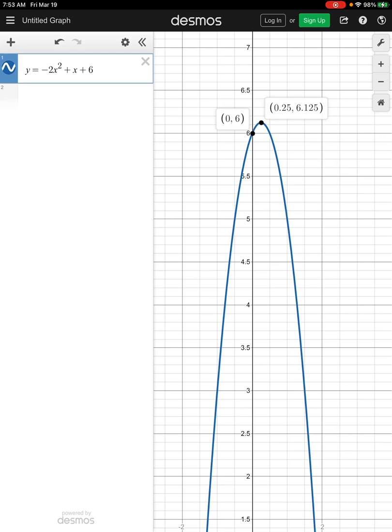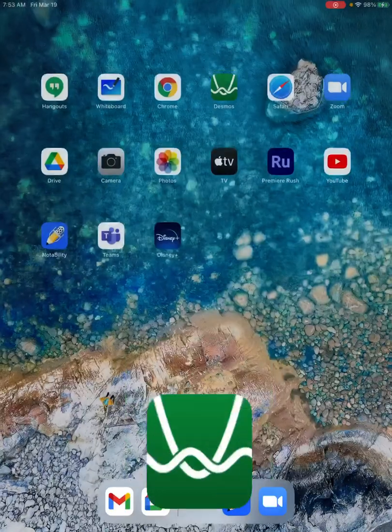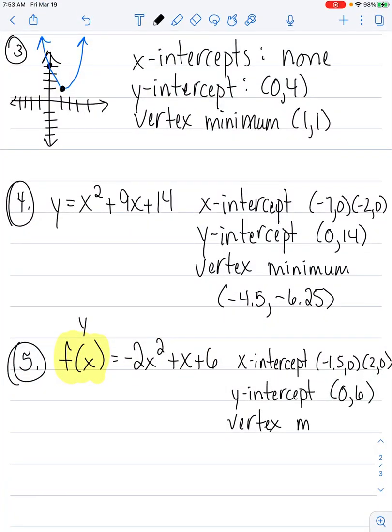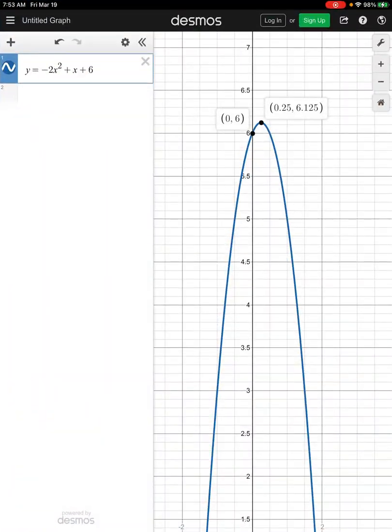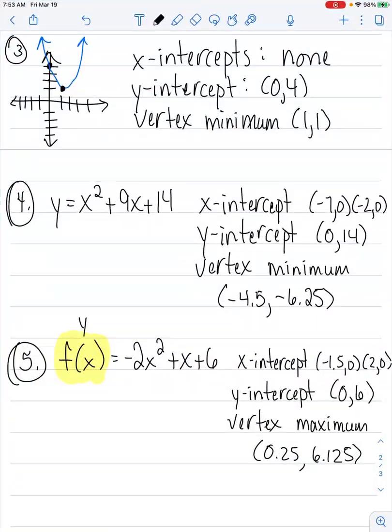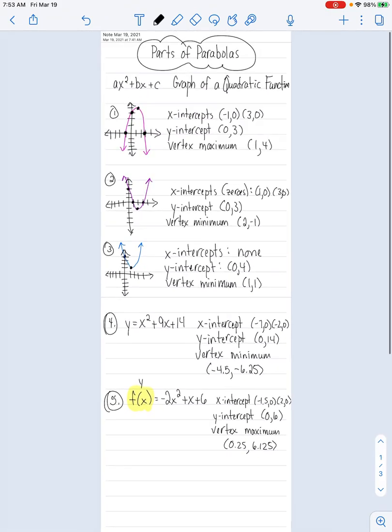Is it a maximum or a minimum? Well, it's on top. It's like looking on top of a mountain. That's the way I differentiate. So it's a maximum. So let's label that. Our vertex is a maximum at 0.25 and 6.125. Let me double check those numbers. Yep. So this is how you identify the parts of a parabola, which again is just the graph of a quadratic function.